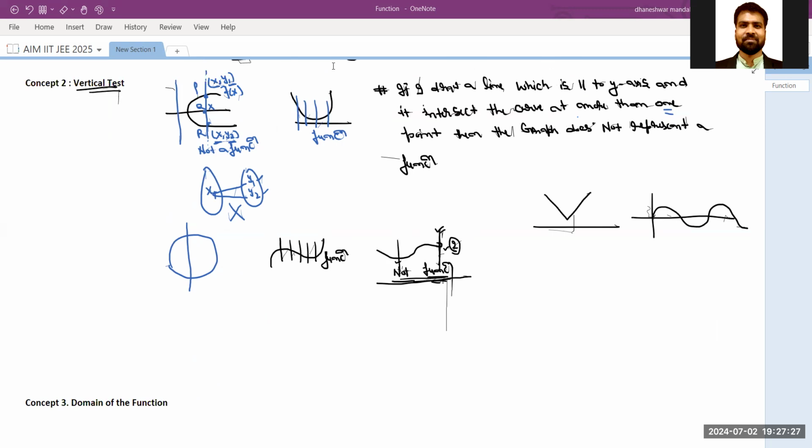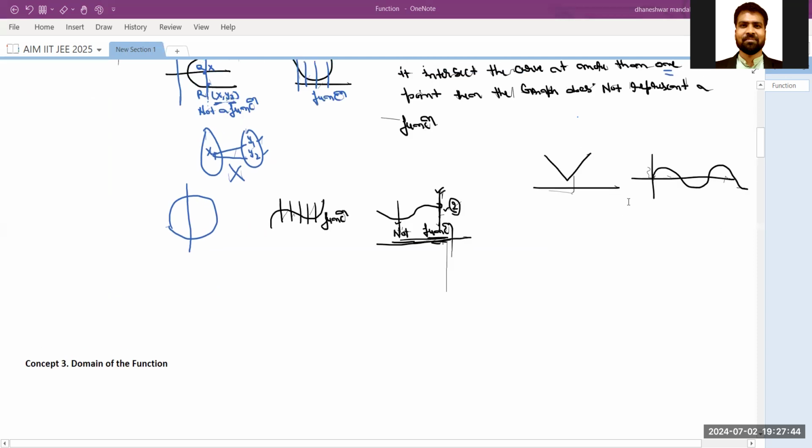Okay, so now it's clear. So is this a function or not? Tell me yes or no. So this is a function, because if you draw a vertical line anywhere, you get only one point. It means this is a function.